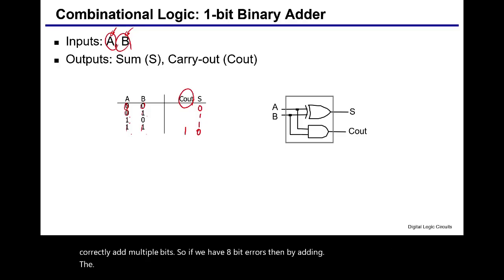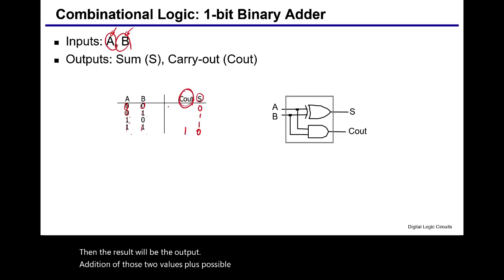LSB, the smallest bit in the number, then the result will be the addition of those two values plus possible carry-out value, right? The carry-out value for all the other cases are 0, 0, 0. So let's look at how we can create this circuit.